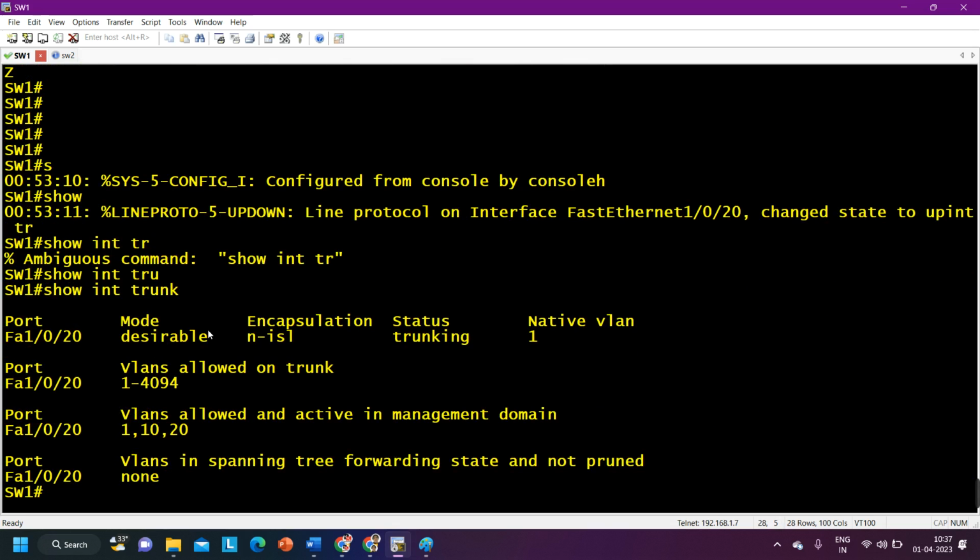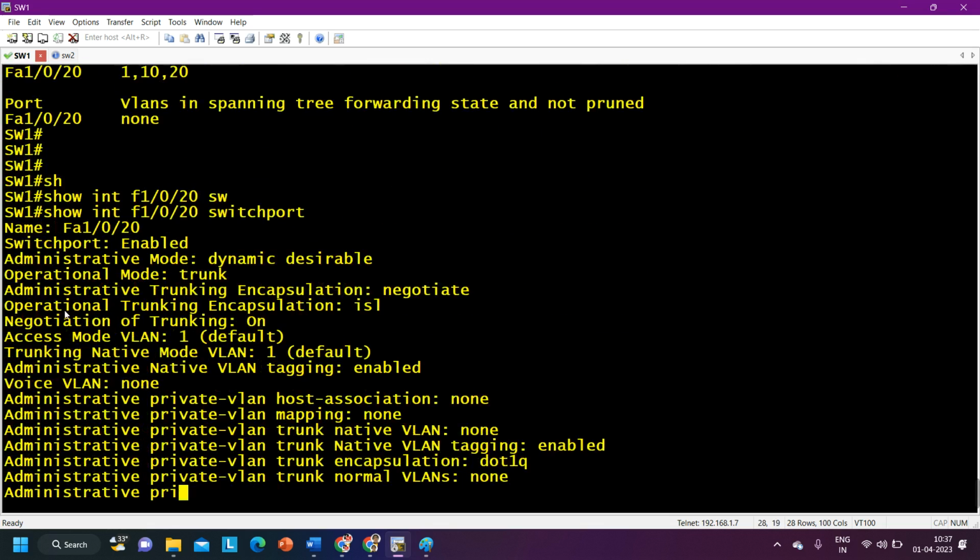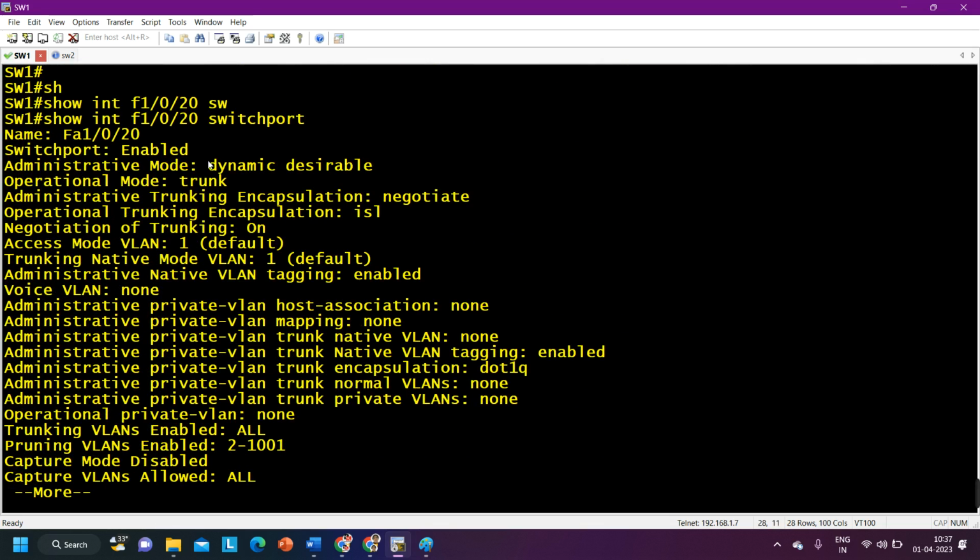so you can see 0/20 is now configured as trunk. Yes or no? Here if you run command show interface F1/0/20 switch port, now you can see administrative mode is dynamic desirable and operational mode is trunking. That means this port is operating on trunk.